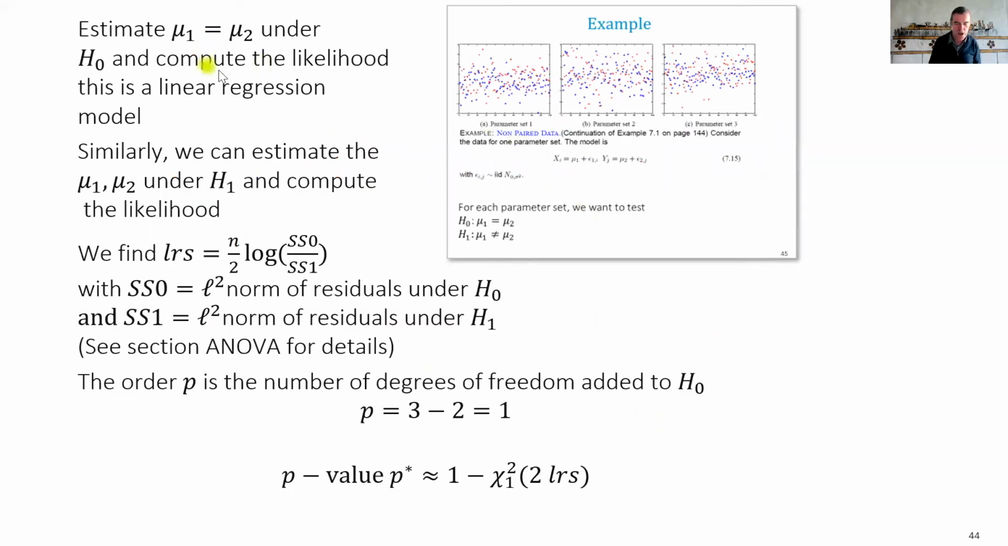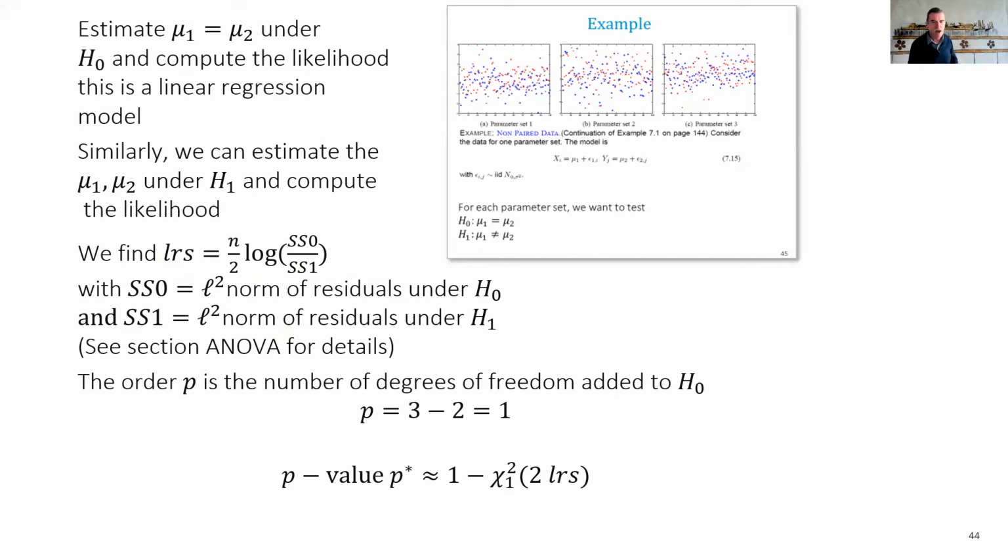So in order to do that, we have to compute the likelihood. But this is a linear regression model. In fact, it's a very simple one. But we have seen in the previous lectures that there are closed forms for linear regression models with Gaussian noise. So I can estimate mu1, mu2 under both hypotheses, and I will find a likelihood ratio statistic that happens to be related to the log of the ratio of what is called the residual errors. This is an example of what is called ANOVA, analysis of variance. We have seen this property already.